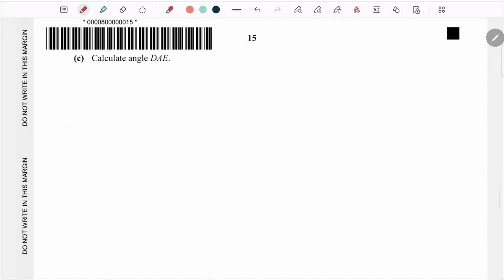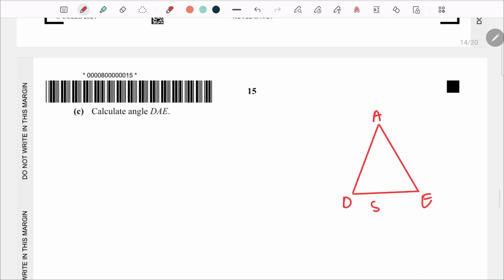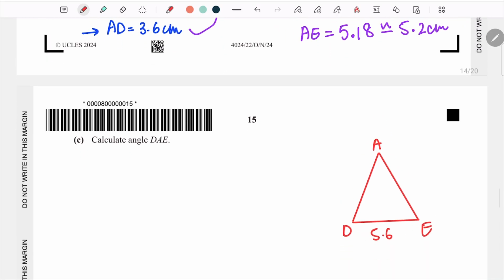So if I copy it down, it's going to be triangle DAE, and this side DE was 5.6, AE was 5.2, and the AD was 3.6, and we have to find this angle, which is angle A.